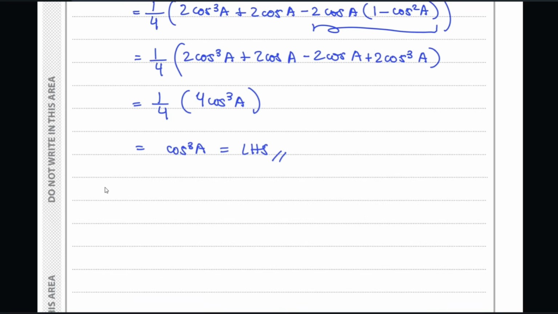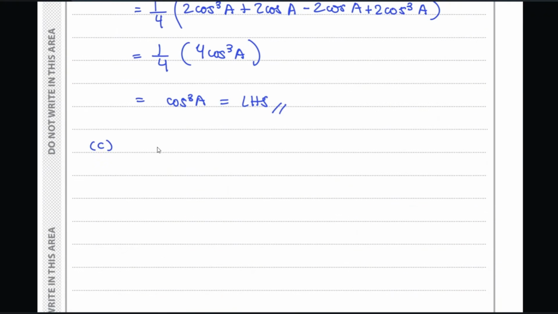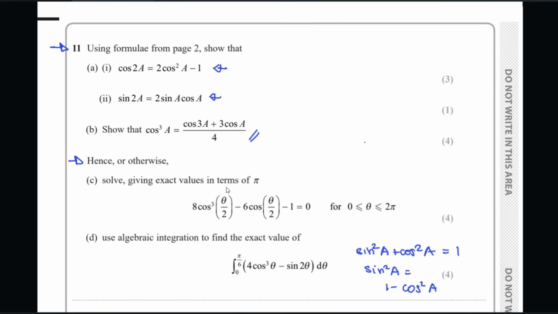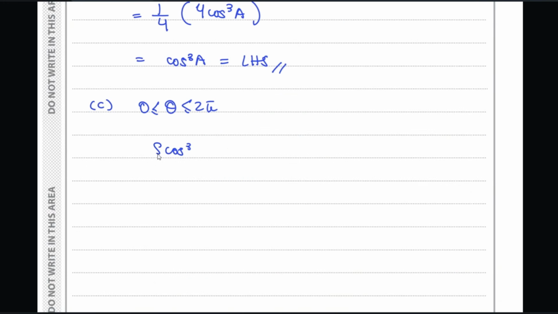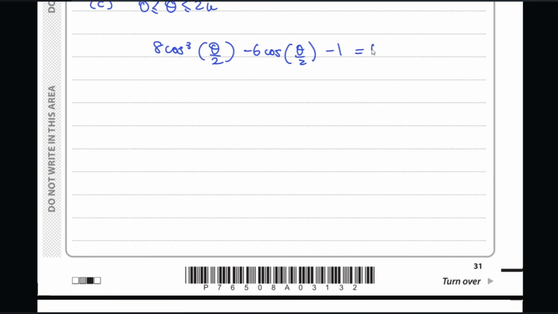Yes. Question C. And then it says, hence or otherwise, solve, giving exact values in terms of pi. But we need to solve this equation for theta values between 0 and 2 pi. Let's write the equation down. So between 0 and 2 pi, 8 cos cubed (theta over 2) minus 6 cos (theta over 2) minus 1 is equal to 0.